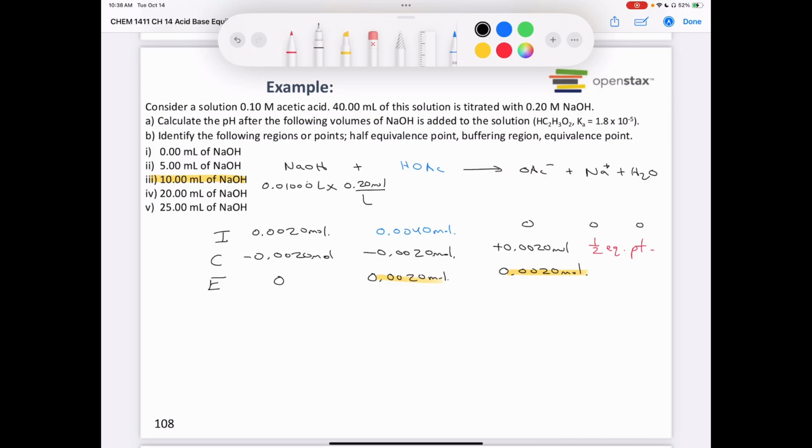If we calculate the concentration of each of these, we're going to divide by 50 mL because we're combining 10 mL and 40 mL. So that makes 0.0050 liters. And so we end up with an equilibrium concentration for both of these of 0.040 molar, 0.040 molar.